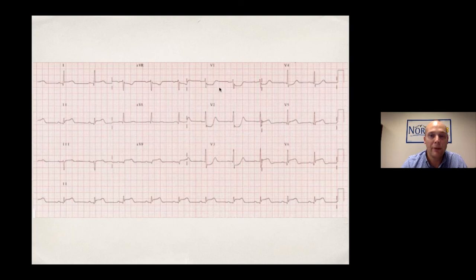But if you move up to V1, you can definitely see the ST depression here. V2, ST depression, ST depression. So that is concerning right there for a posterior infarct, especially in the setting of either a confirmed inferior infarct or a suspected one. So this person would get that posterior EKG if you had time, or you would just treat accordingly based off the patient's presentation.